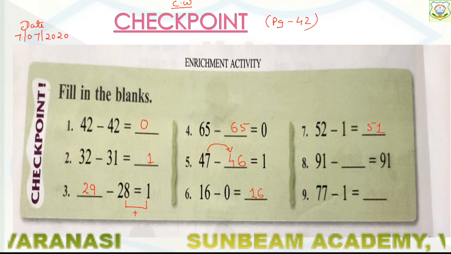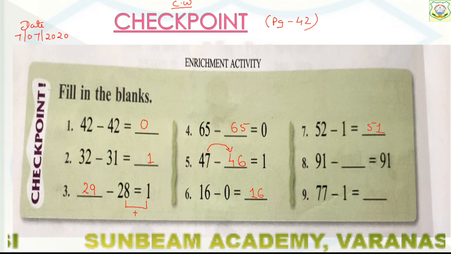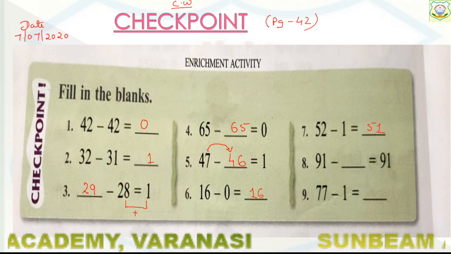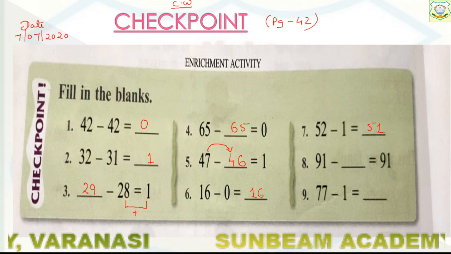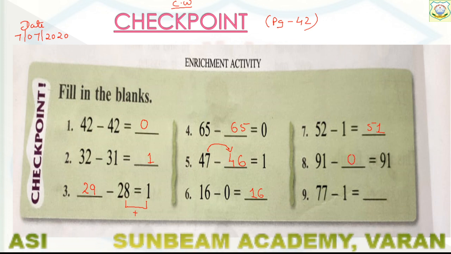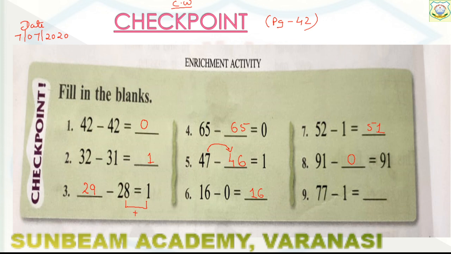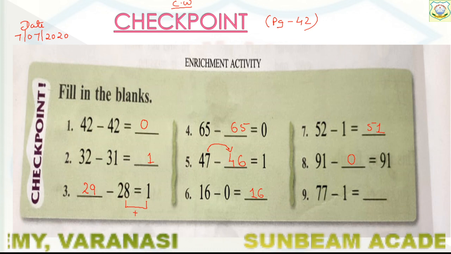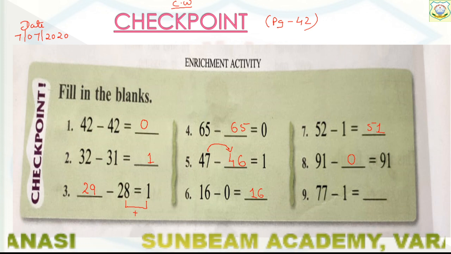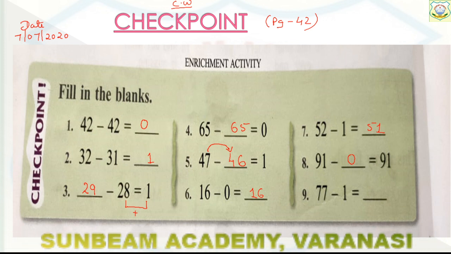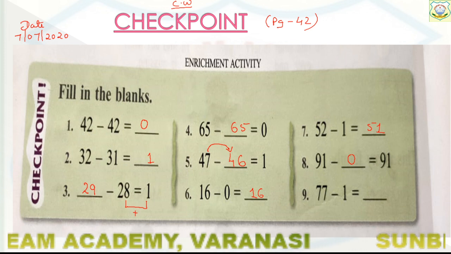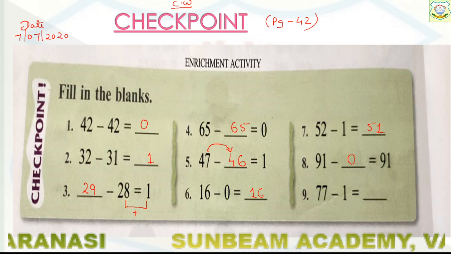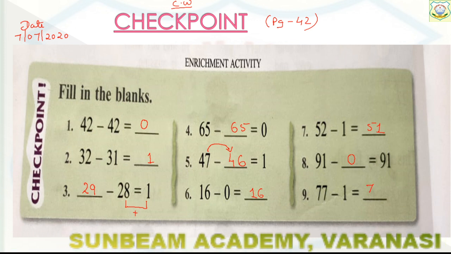Now next, 91 minus dash equals to 91. So what do I have to write here? If we subtract 0, then only we will get the same number. Right, students? Okay. Now after that, there is the question 77 minus 1. So what do we have to write? The predecessor number. 77 minus 1 is 76.